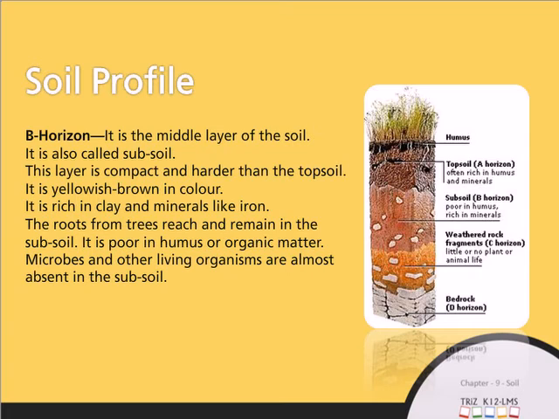B Horizon. It is the middle layer of the soil. It is also called subsoil. This layer is compact and harder than the topsoil. It is yellowish-brown in color. It is rich in clay and minerals like iron. The roots from trees reach and remain in the subsoil. It is poor in humus or organic matter. Microbes and other living organisms are almost absent in the subsoil.